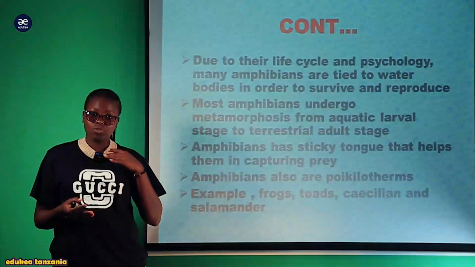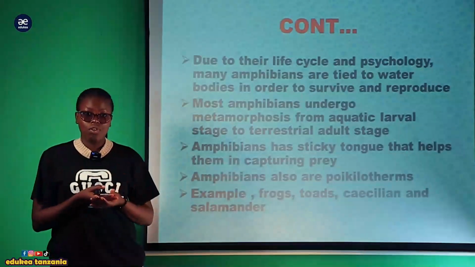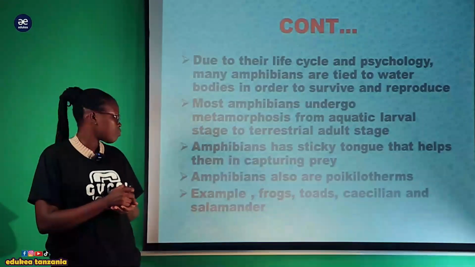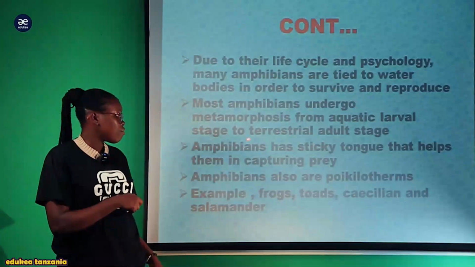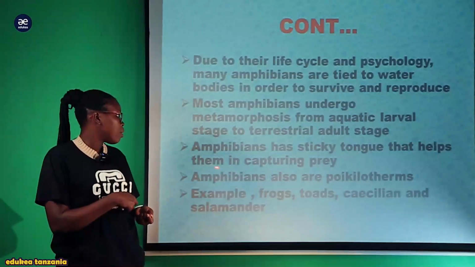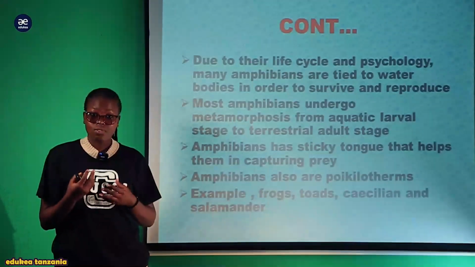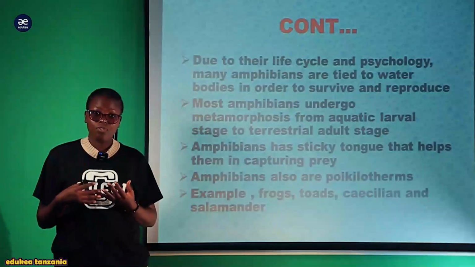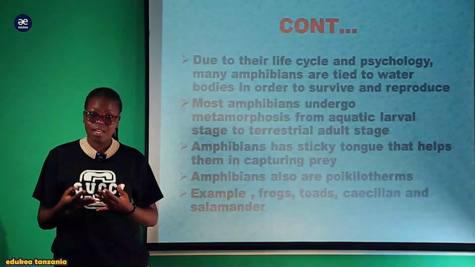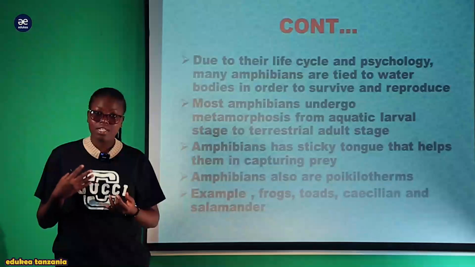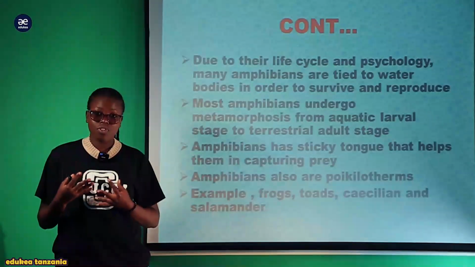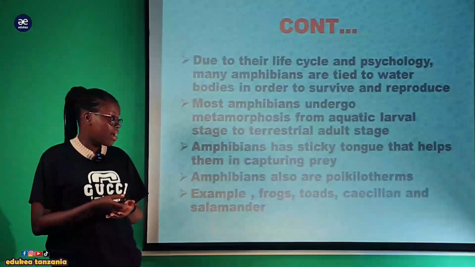But they tend to turn back into the water for sexual reproduction. Also, amphibians have this thick tongue that helps them in capturing prey. This is one of the adaptive features of amphibians. They tend to have this thick tongue, which tends to attack the prey. For example, they tend to feed on houseflies and others.